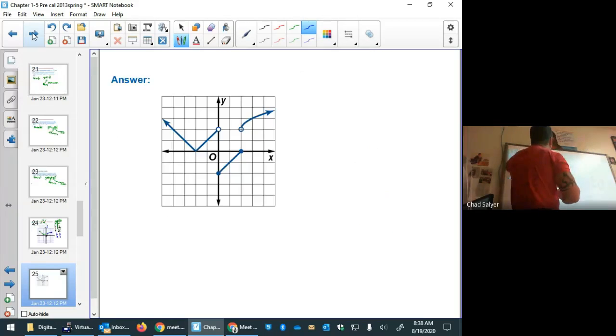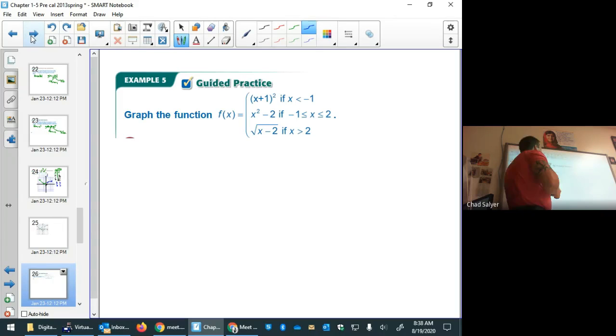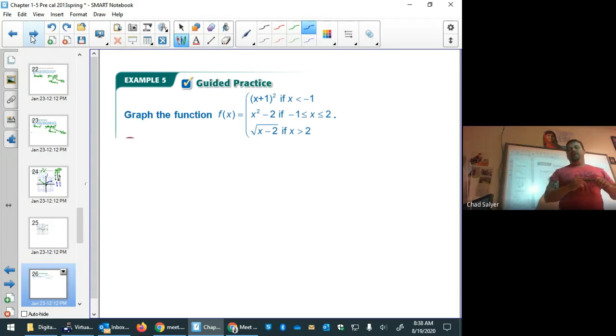All right, moving on. There's the book's representation of that same graph. So here's one for you. Graph this one and pause video, graph this one, come back, see if you're right.